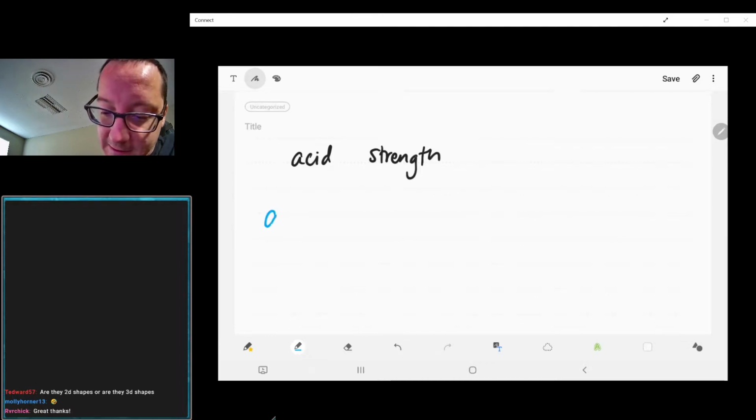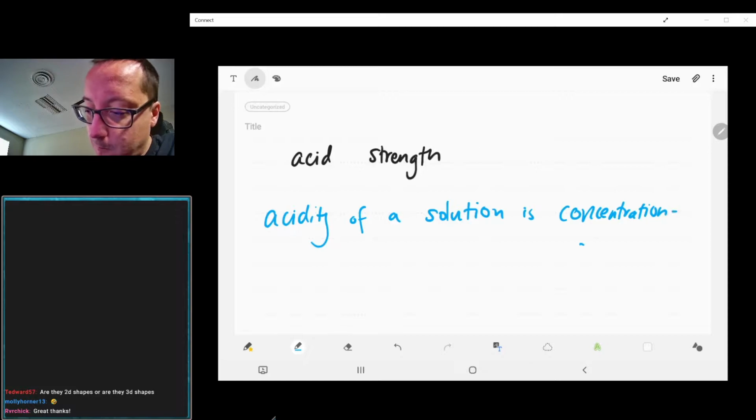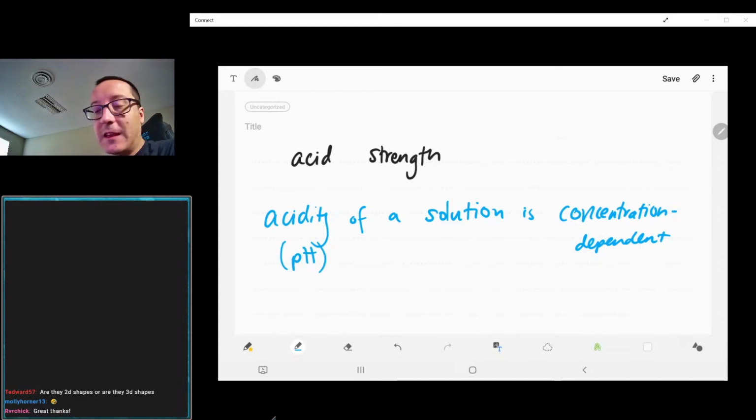Remember that the acidity of a solution is concentration dependent. So how acidic, the pH of your solution, really means it is concentration dependent. It depends on how concentrated your acid is.